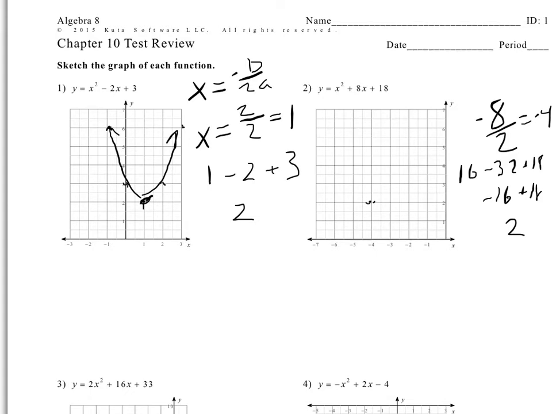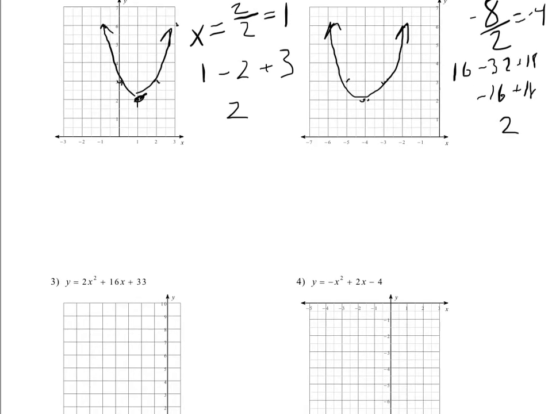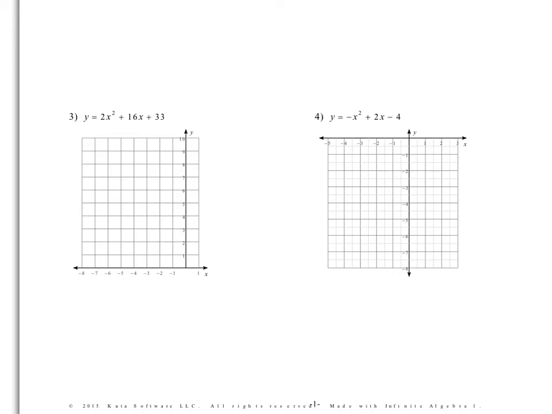Then I go up 1 and over 1, so I'm right there, and then go up 4 and over 2, so I'm right there, and right there. Just like that. Okay, all right, now these down here.